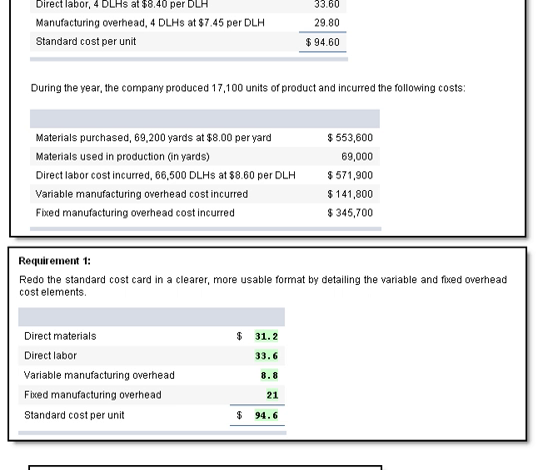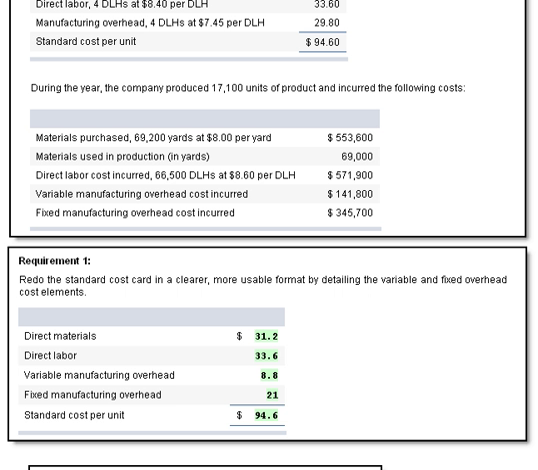Okay, now I've slid down the screen a little bit so you can see requirement 1. It says redo the standard cost card in a clearer, more usable format by detailing the variable and fixed overhead cost elements. And you see I have the answers in front of you. Direct materials, $31.20. Direct labor, $33.60. $8.80 for variable manufacturing overhead, and fixed manufacturing cost of $21 for a total standard cost per unit of $94.60.